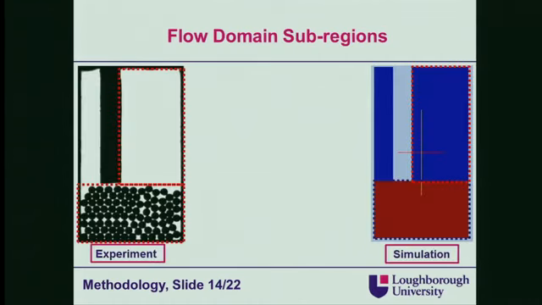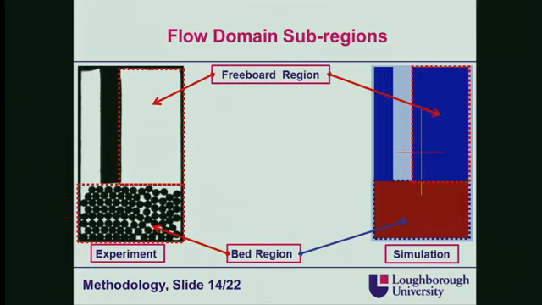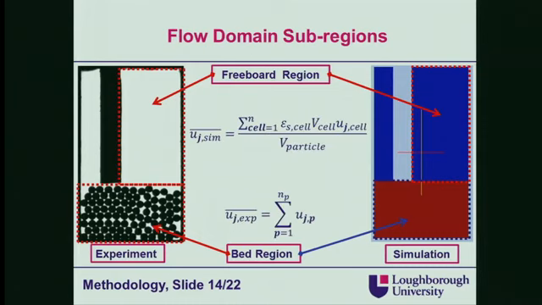So now, this was the main aim of going to this 2D test section: to have quantitative results. So we decided to divide the domain into two regions. This is the freeboard region and the bed region, and then compute different variables in these regions and compare the experiments with the simulations. So we have the velocities and the void fraction for both approaches.